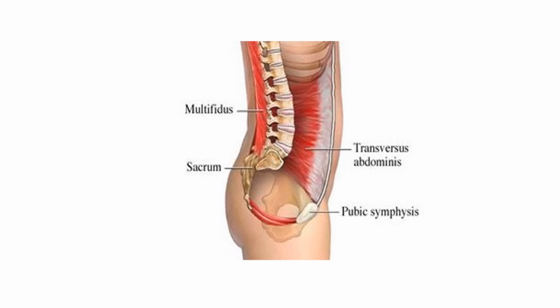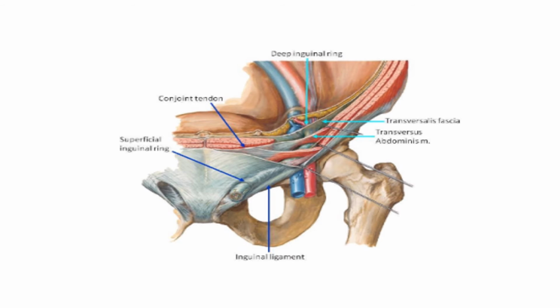So this linea alba extends from the xiphoid process to the pubic symphysis. Then we have the conjoint tendon formed by the internal oblique and the transversus abdominis muscle. Okay. This is the transverse abdominis and internal oblique.